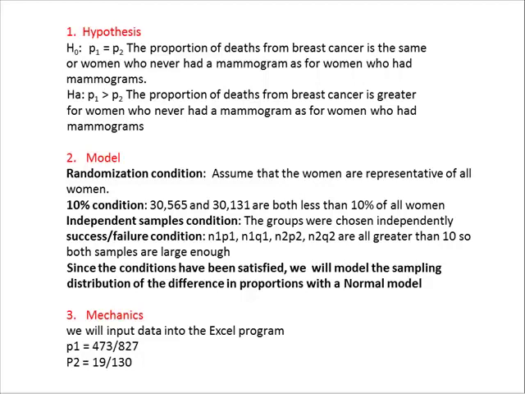The success/failure condition: you want to look at n1p1, n1q1, n2p2, and n2q2. Those are all greater than 10, so your sample sizes are large enough. And so then we make the statement, we say, since the conditions have been satisfied, we will model the sampling distribution of the difference in the proportions with a normal model. And in the mechanics, I'm going to let my computer or Excel do most of the work.